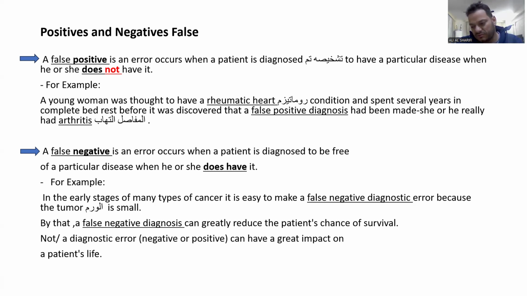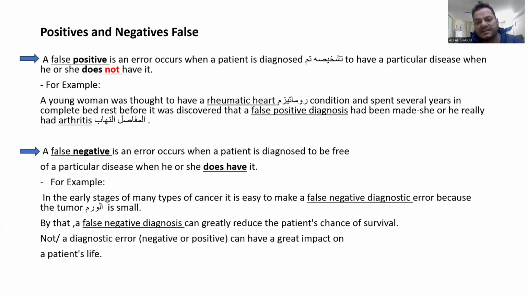It seems to be good, but actually it is not, because the person, thinking he has this disease, will behave accordingly. For example, a young woman was thought to have a rheumatic heart condition and spent several years taking the necessary medicine and on complete bed rest before it was discovered that it was a false positive diagnosis.